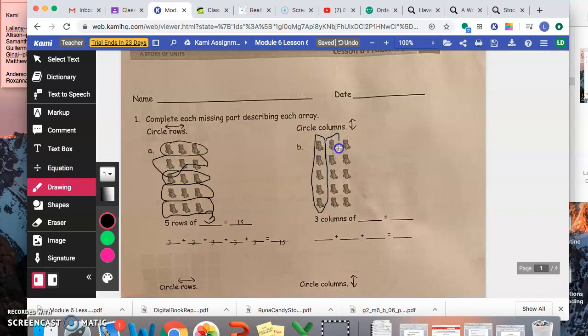1, 2, 3. So there are 3 columns of how many are in each column? 1, 2, 3, 4, 5. So 3 columns of 5. What does that equal? 5, 10, 15.